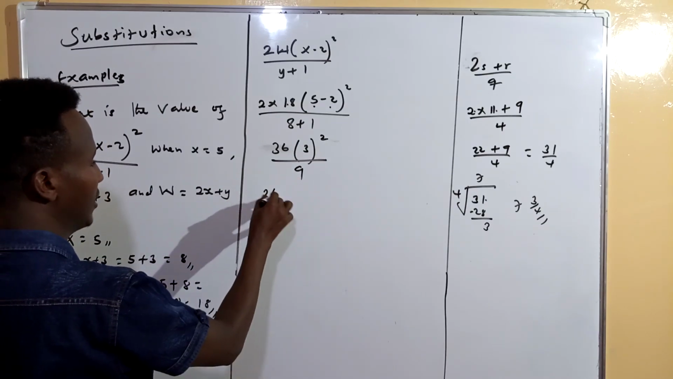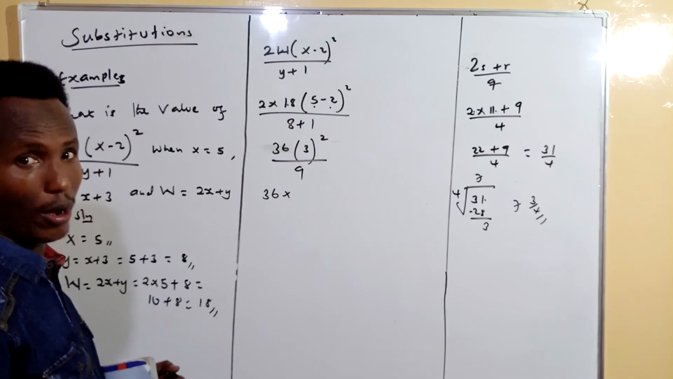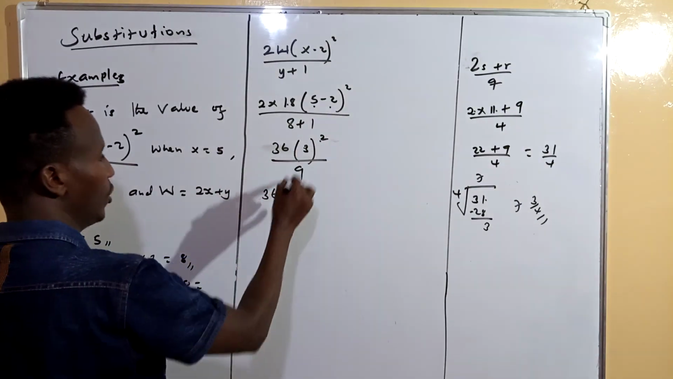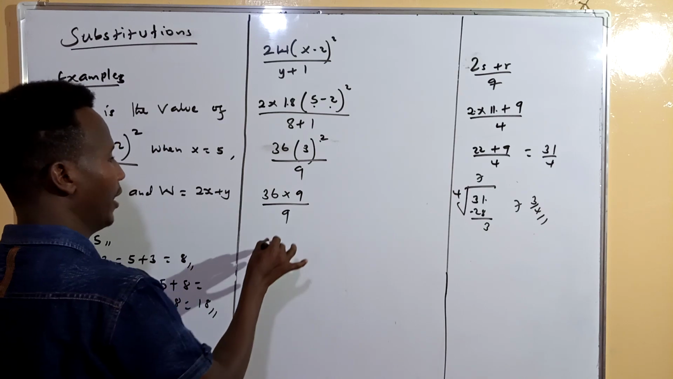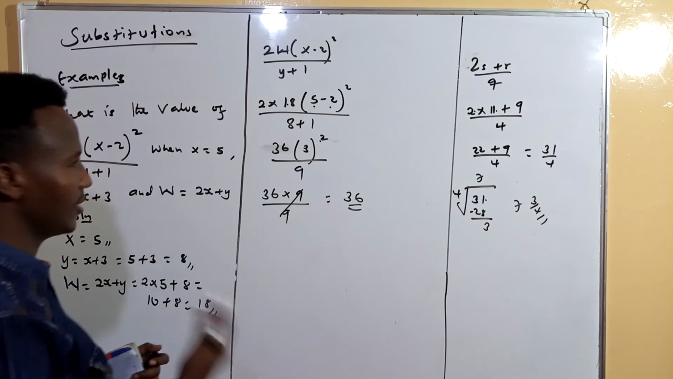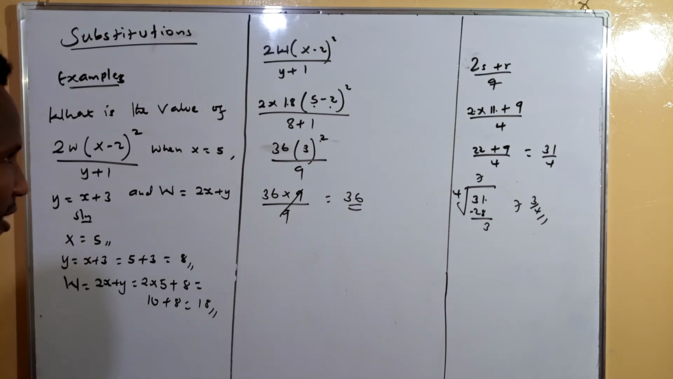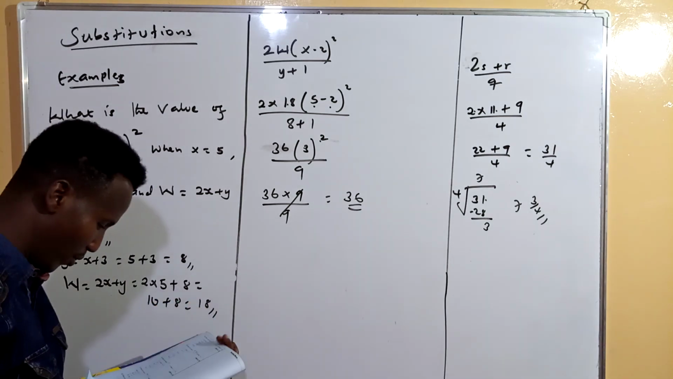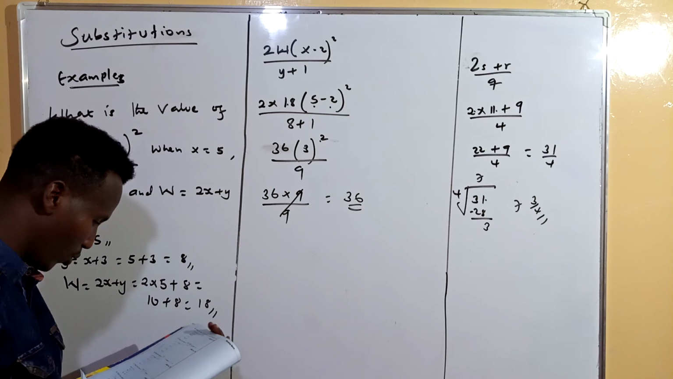So this will give us 6 times, because the bracket will have many 6 times. So 3 squared is what? 9 divided by 9. Cancel these 2. So the final answer is what? That's 6. Just understand this thing. It's very easy. Very, very easy, by the way. So that's how you're going to get the value.